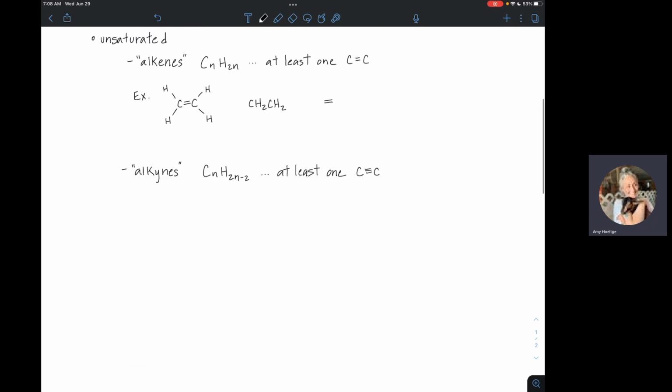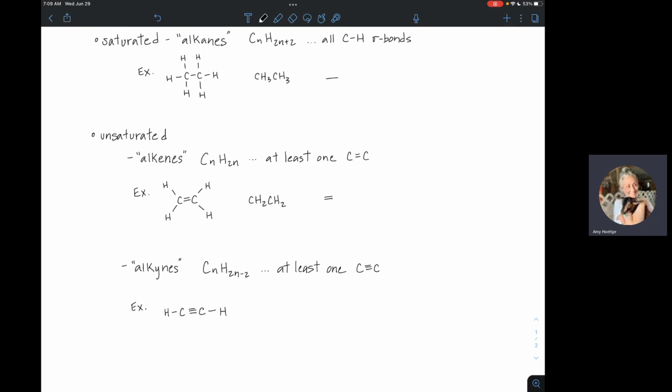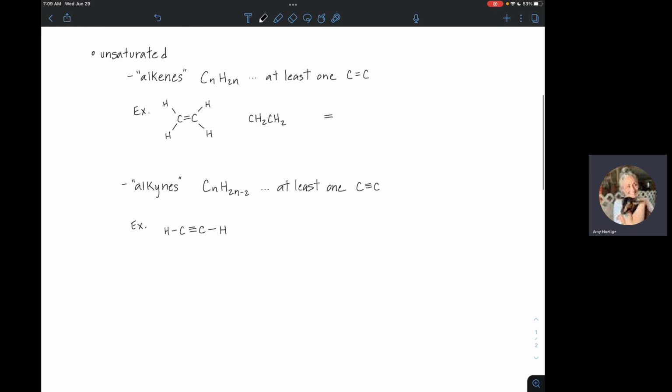So sticking with the 2 carbon structures, each carbon is sp hybridized in an alkyne. So we have a linear compound, 180-degree bond angle, right? sp hybridization. This is ethyne. So notice we had ethane. So eth means 2, right? So 2 carbons. So ane means it's an alkane. Ethane, ethene, and ethyne. The common name for this you might be more familiar with is acetylene.